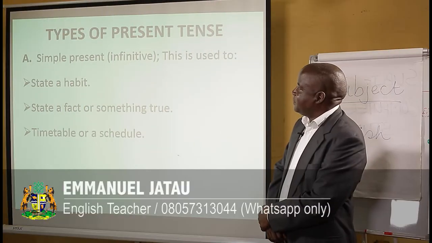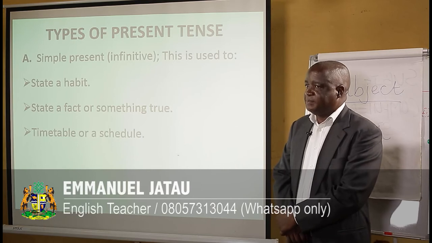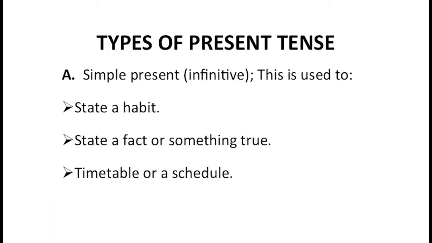Types of tenses, types of present tense. A, simple present with infinitive. This is used to: 1. State a habit. 2. State a fact or something true. 3. State a timetable or a schedule.